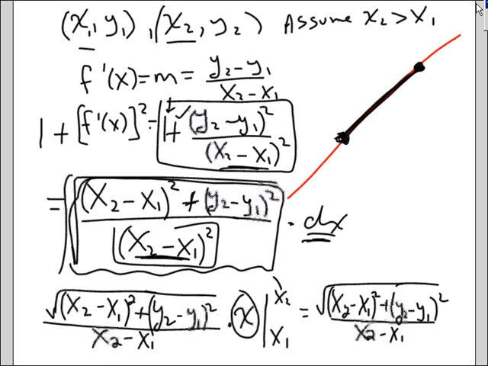When I plug in x2 for x, I get x2. And when I plug x1 in, I get x1. And I subtract them: x2 minus x1. And the amazing thing is that cancels out. And what survived, distance formula, folks. Distance formula, there it is. Square root of (x2 minus x1) squared plus (y2 minus y1) squared.